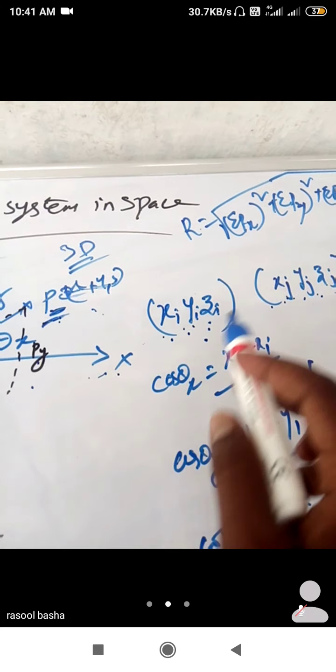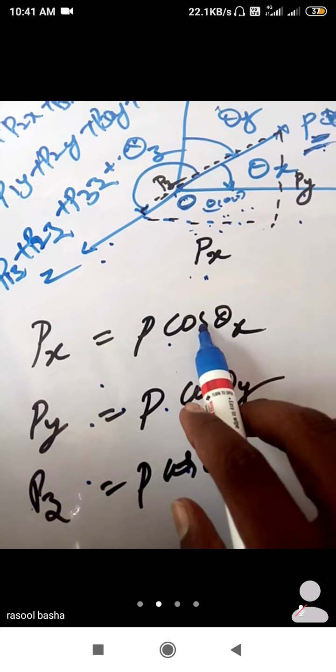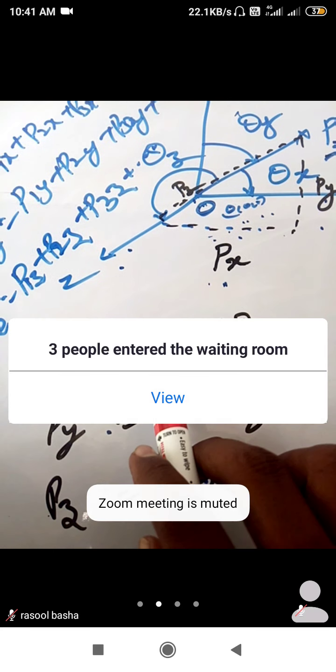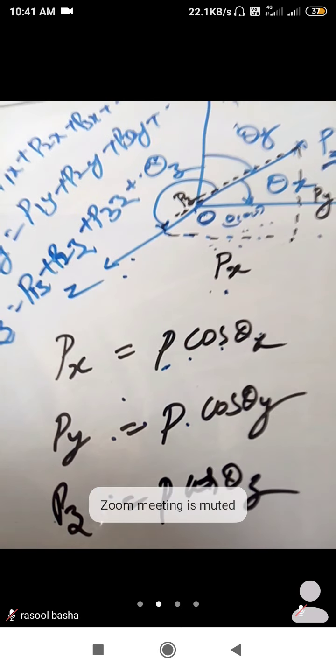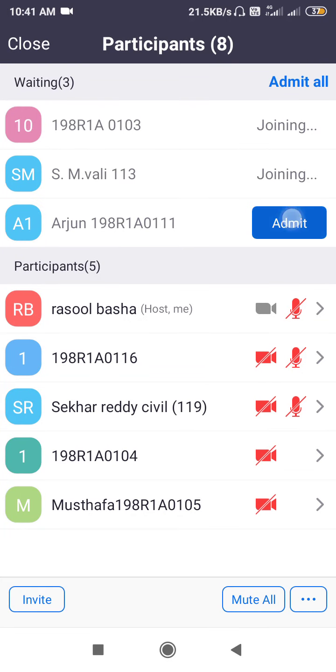In the same way, here the force is P cos theta. We know the value of P, but we don't know the value of P cos theta.